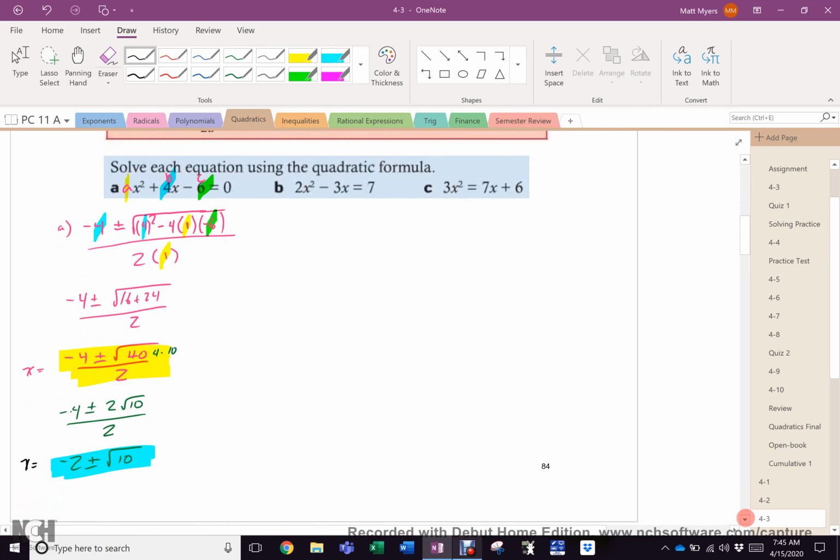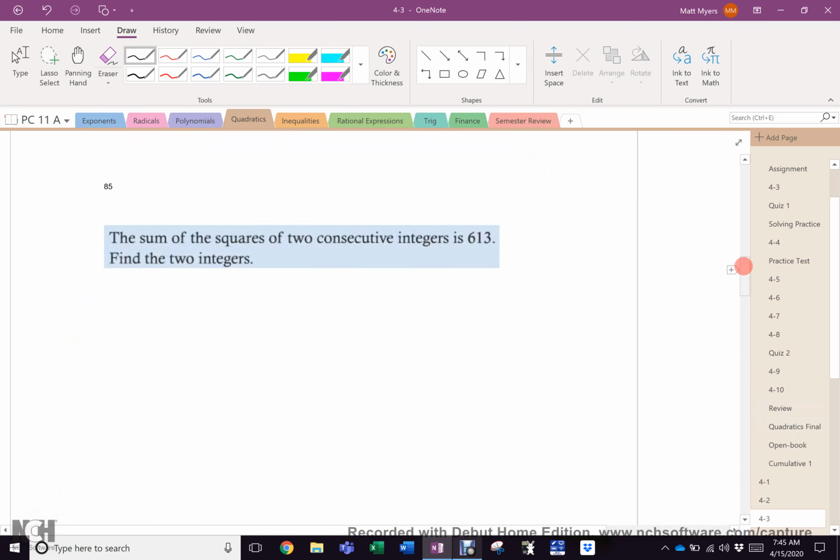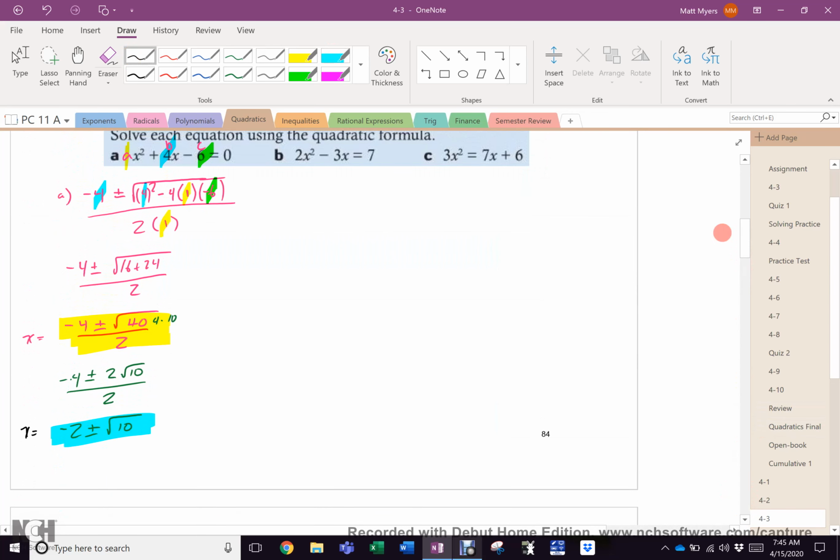Now, in math class, that is your answer. But in the real world, that makes no sense. So we remember, in the real world, like if we were doing a physics question or something, this would be -2 plus the square root of 10, or -2 minus the square root of 10.